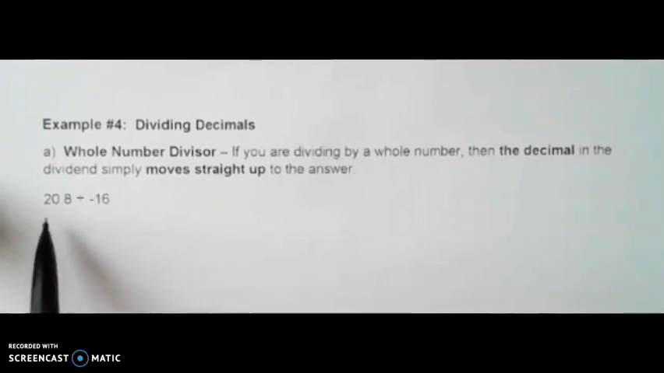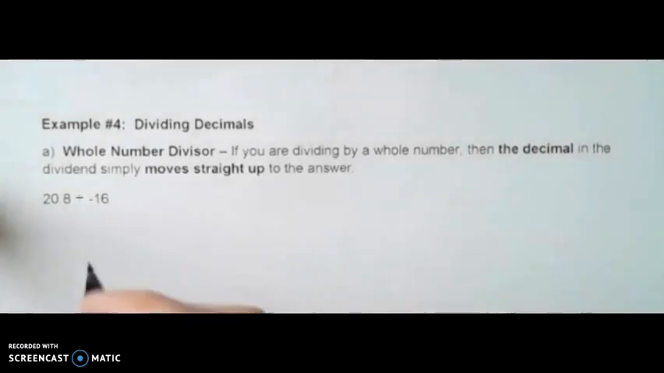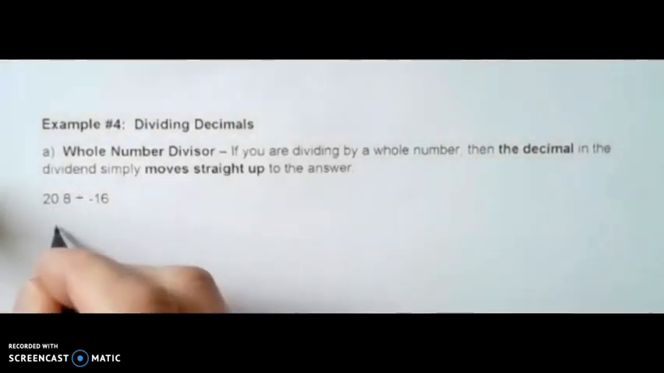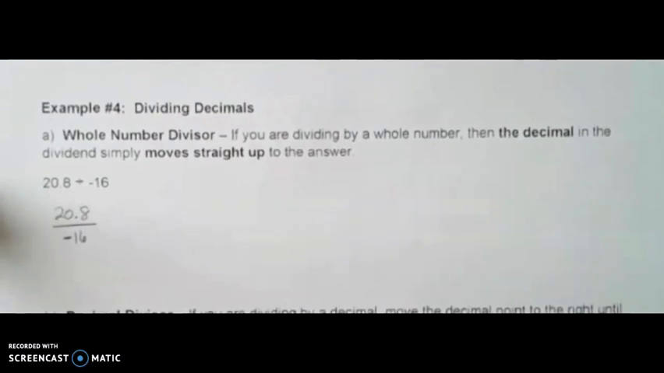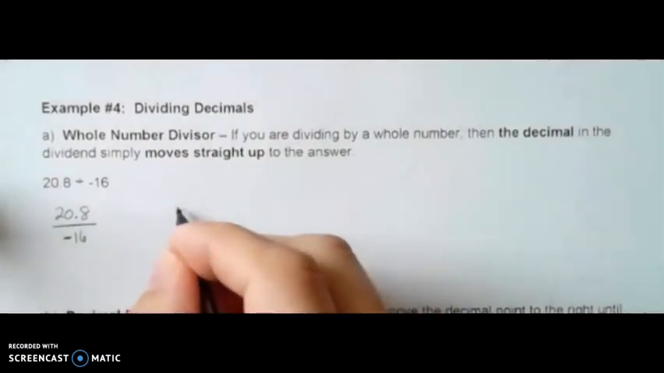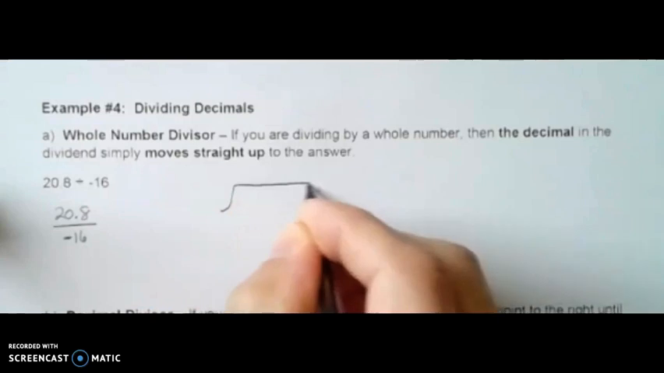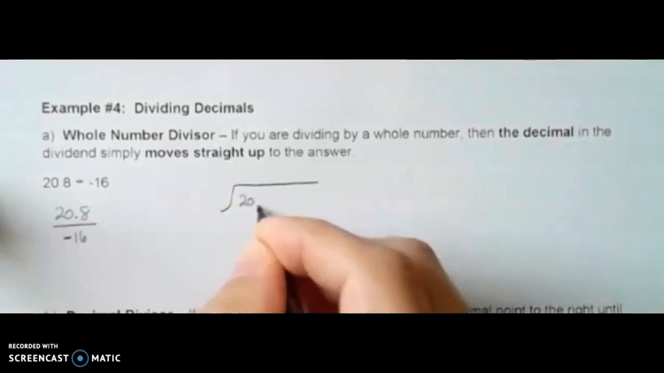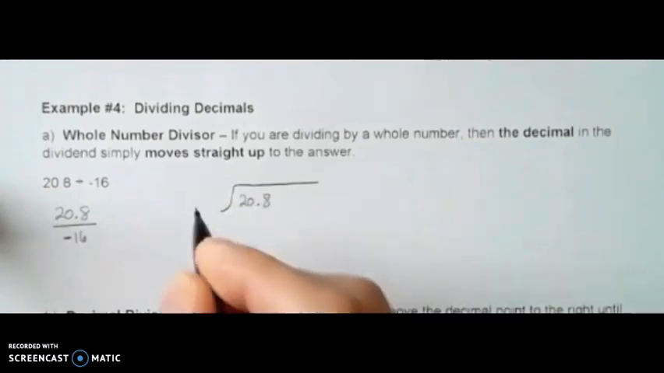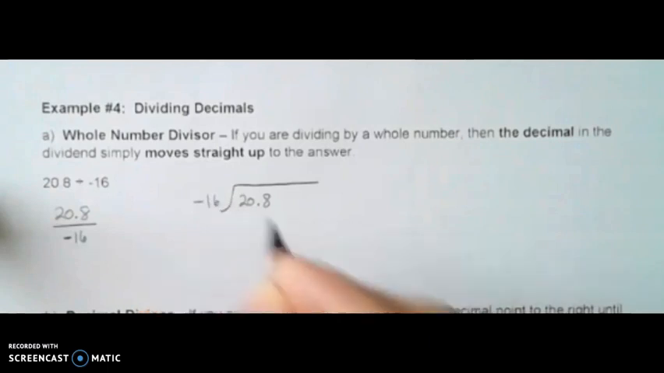Okay, remember, you can rewrite this division problem like a fraction. All right, the first number, 20 and 8/10, would be our numerator, and our denominator would be negative 16. And we want to do the division problem here. So what we're going to do, we're going to set up our long division. And the numerator is always what goes inside. Okay, so 20 and 8/10 is going to go inside of our division box. And we're dividing by negative 16.